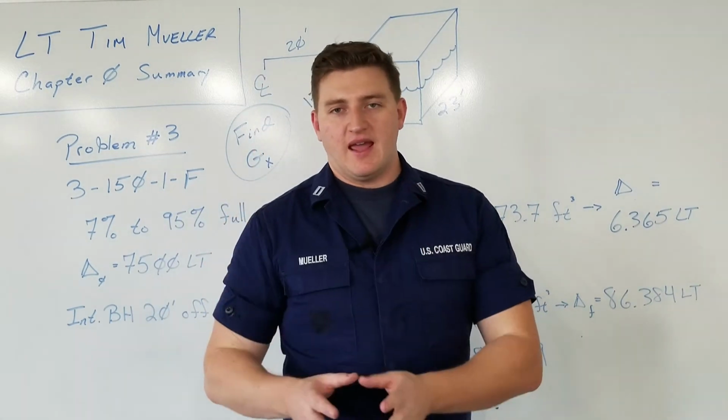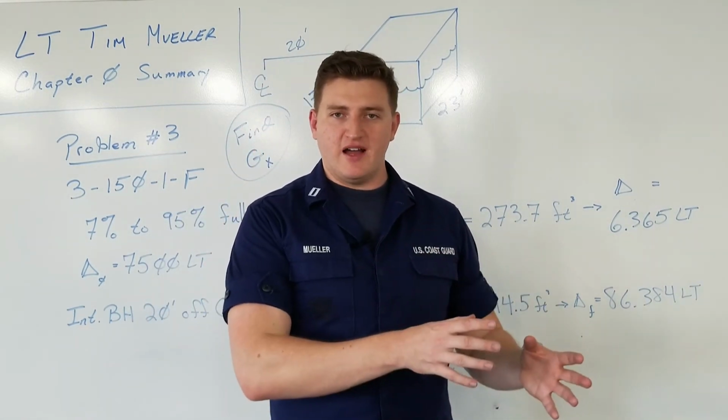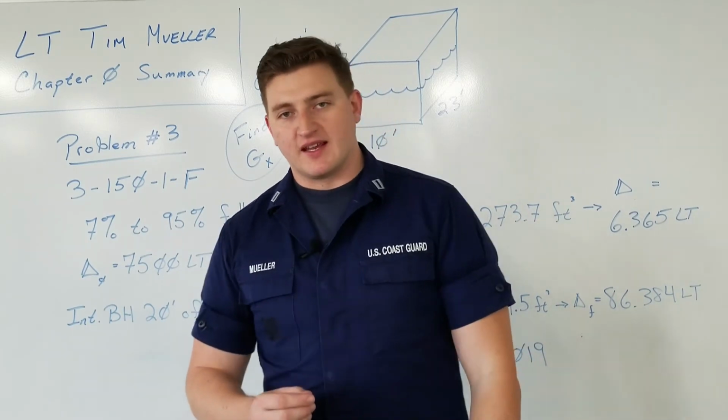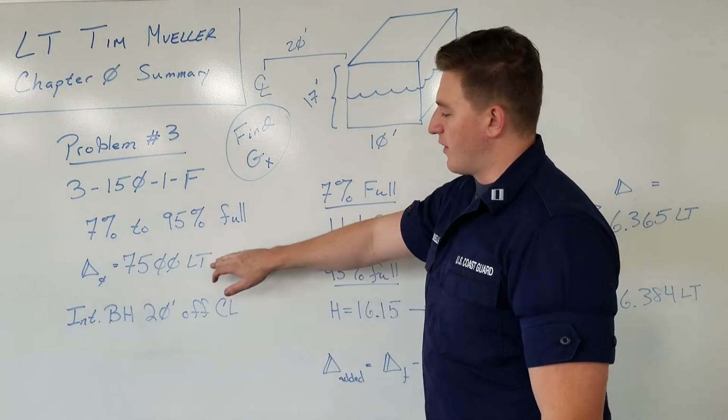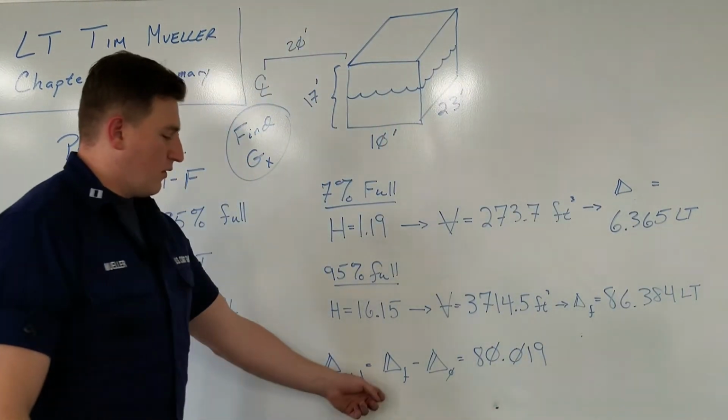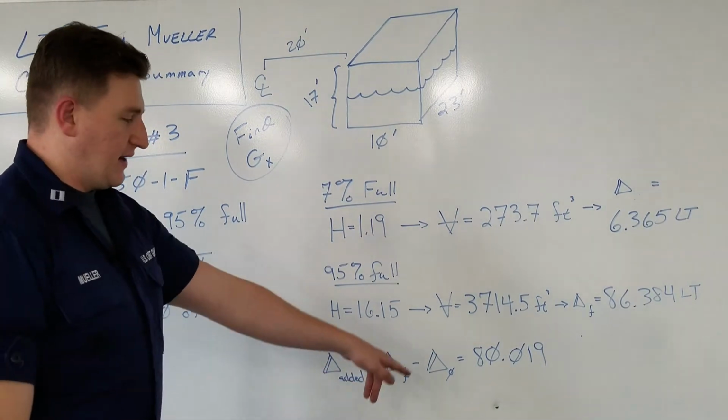We have 80 long tons times 25, and then we're going to divide it by the final displacement. To get the final displacement, we take what our ship was originally, 7,500, and we have to add to that what was added, which is 80.019.